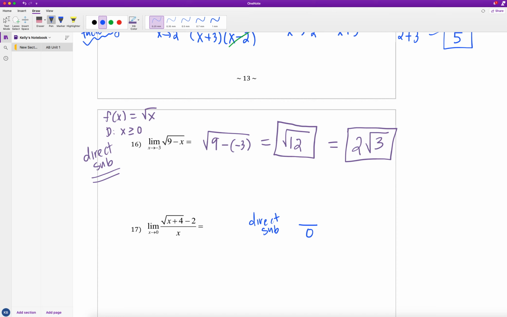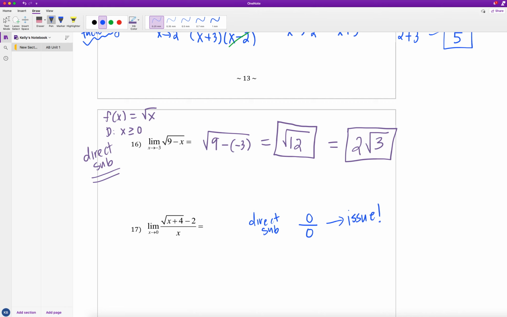And in fact, if I directly substitute in on top, I'm going to end up with the square root of 4, which will give me 2, and then 2 minus 2 is going to give me 0. So this is an issue. I ended up with an indeterminate form since I got 0 over 0.